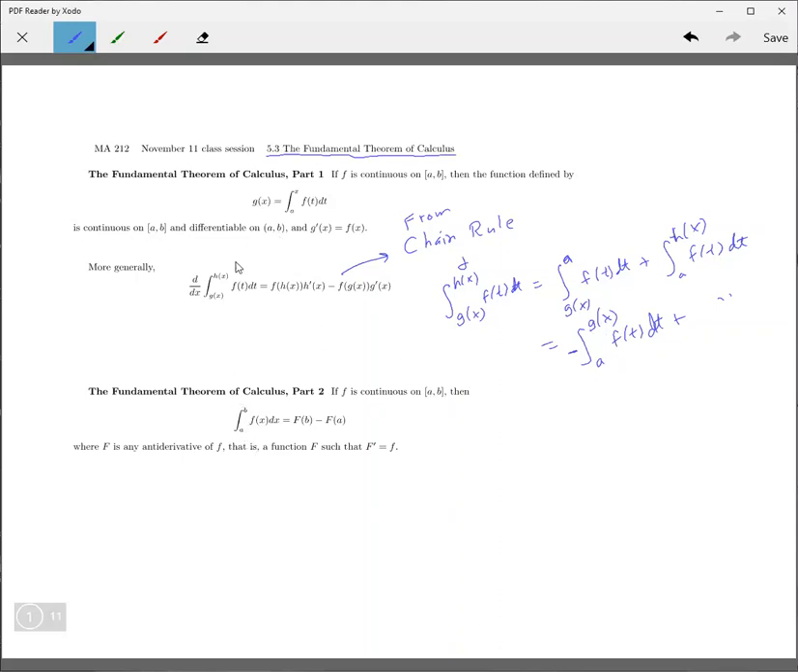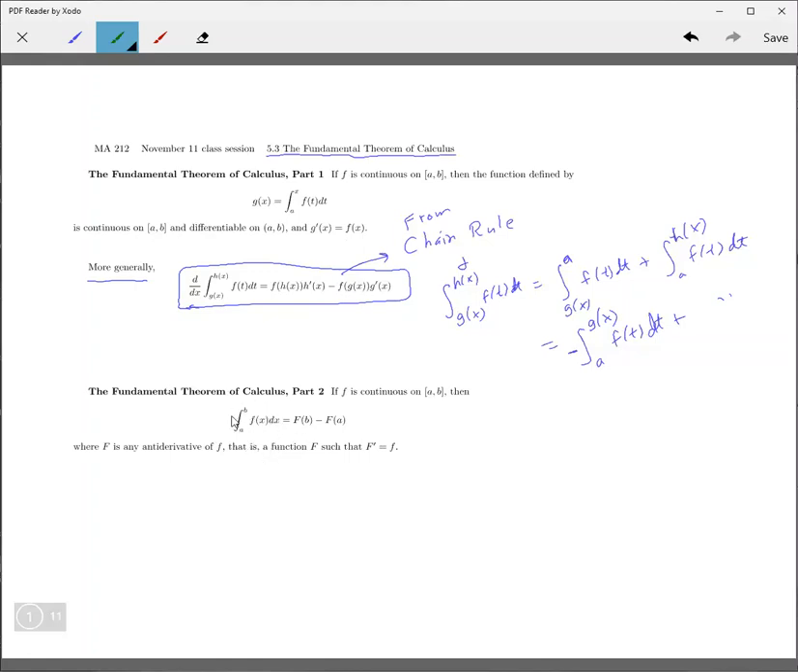Okay, so that's part one of the theorem, and this is probably the most general form right here, which would be useful. But there's also this simple way right here, which is really simple, supposedly. And then there's part two, which is probably what you're going to be using a lot more.